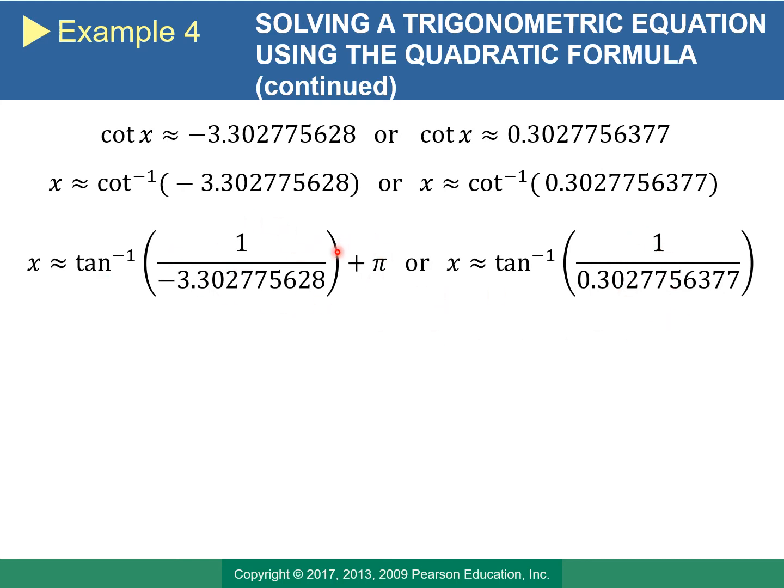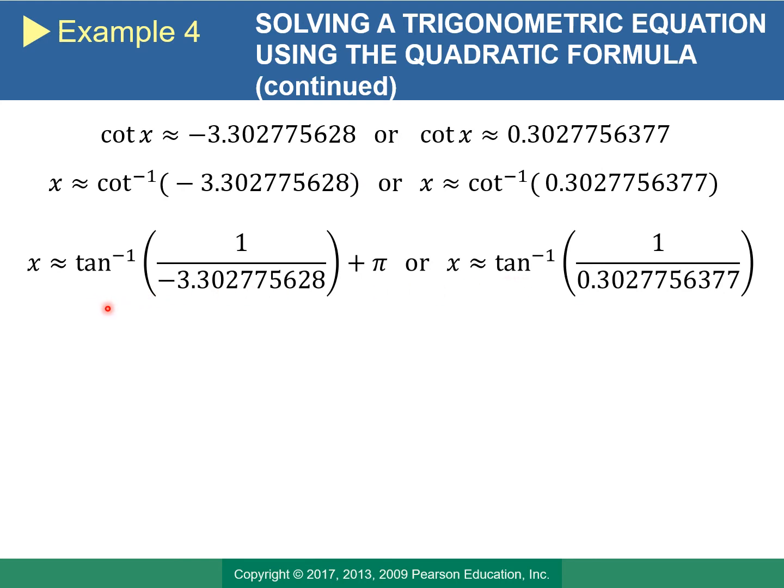Now notice this answer has a plus pi. That's because tangent inverse, if it's negative, is going to give me a value in quadrant 4. So this would be a value in quadrant 4. But we're using this to find cotangent inverse, and cotangent is negative in quadrant 2. So I take this answer, which is in quadrant 4, and I add pi to it to get an answer in quadrant 2 because we're working with cotangent. And then this one is positive in quadrant 1, and cotangent is also positive in quadrant 1, so we don't have to change anything here.